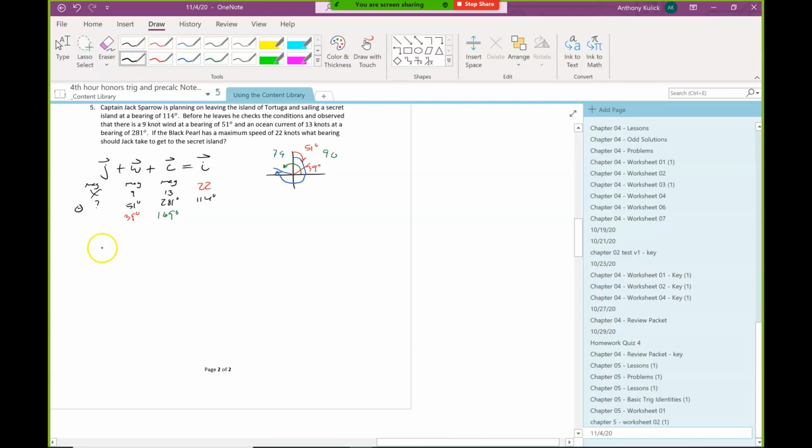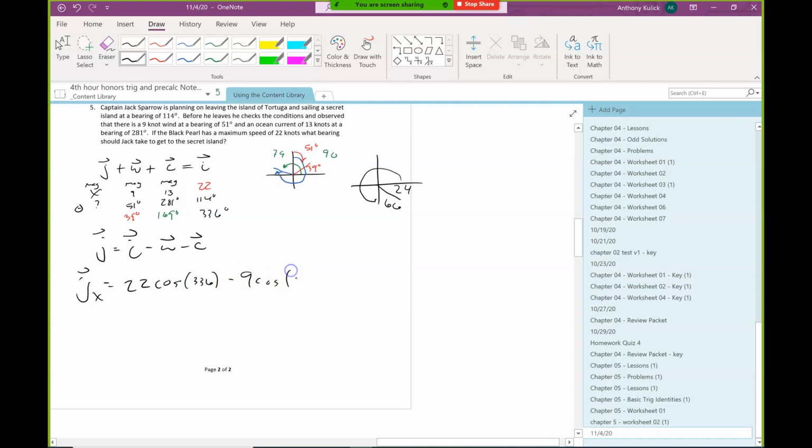So then we can say that Jx is going to be 22 cosine 114 down here, so that's 24, so that is 66, so 270 plus 66 is 336, minus 9 cosine 39 minus Jy is equal to 22 sine 336 minus 9 sine 169.